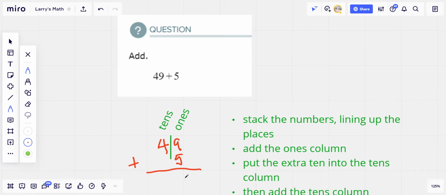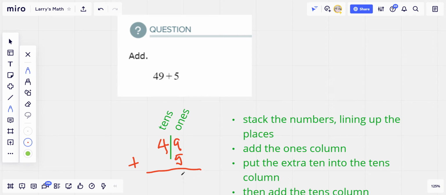Now we're going to start by adding the ones column. In the ones column, we've got 9 plus 5. If you're not sure exactly what that comes out to in your head, one trick is to say, okay, I'm at 9, I need one more to get to 10, so I'd take 1 away from 5, that would leave 4, so 10 plus 4 is 14.